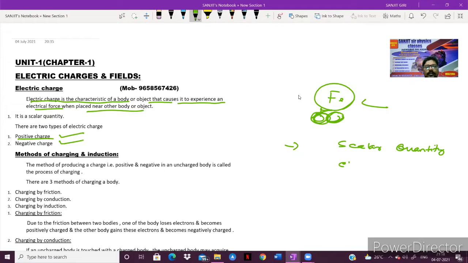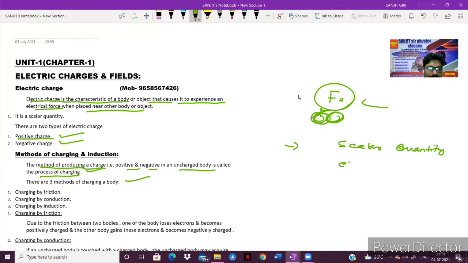Now the next topic is method of charging and induction. How is an uncharged body charged, using which method? The method of producing a charge, positive or negative, in an uncharged body is called the process of charging. The process by which we produce charge in an uncharged body, which has no charge, is called the process of charging. So there are three methods of charging a body.